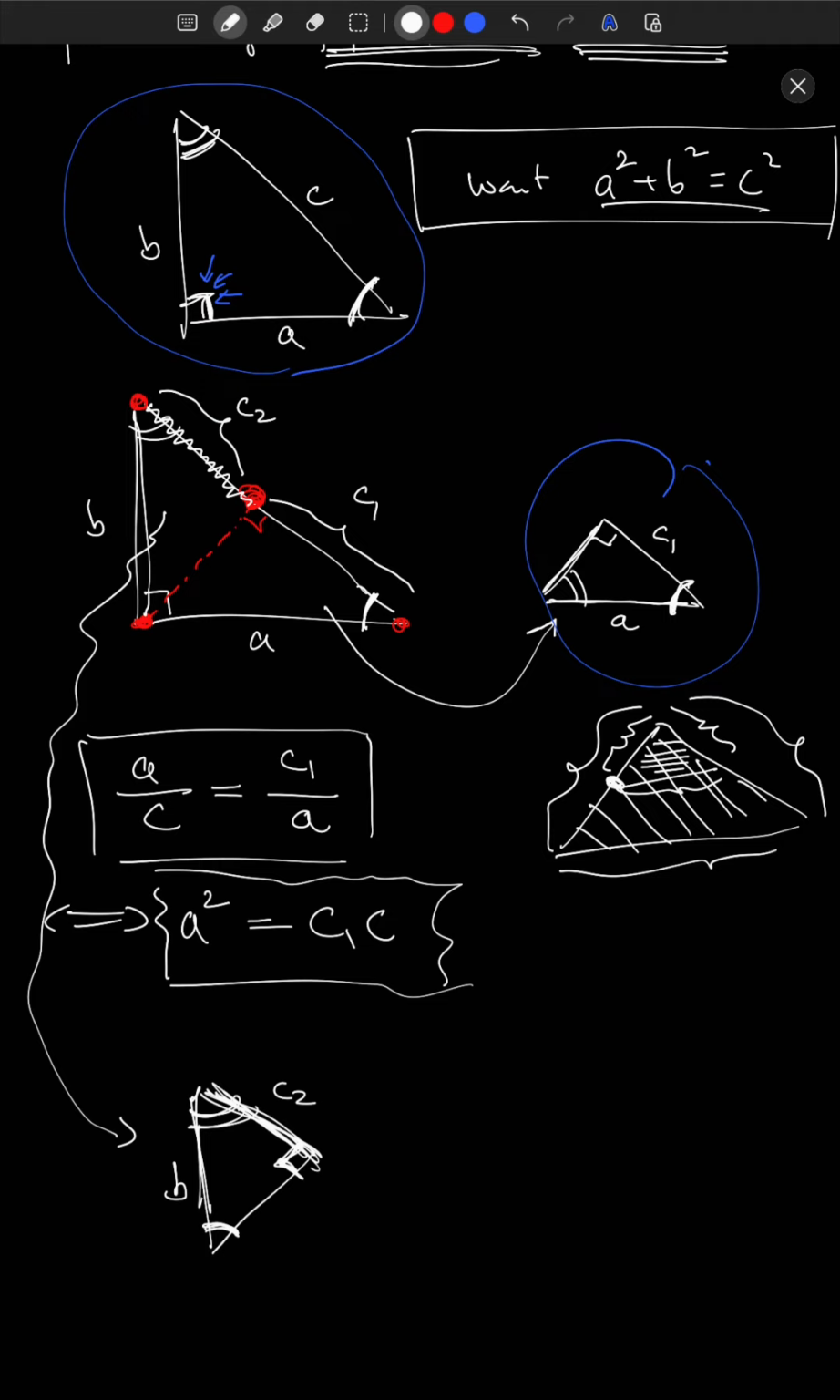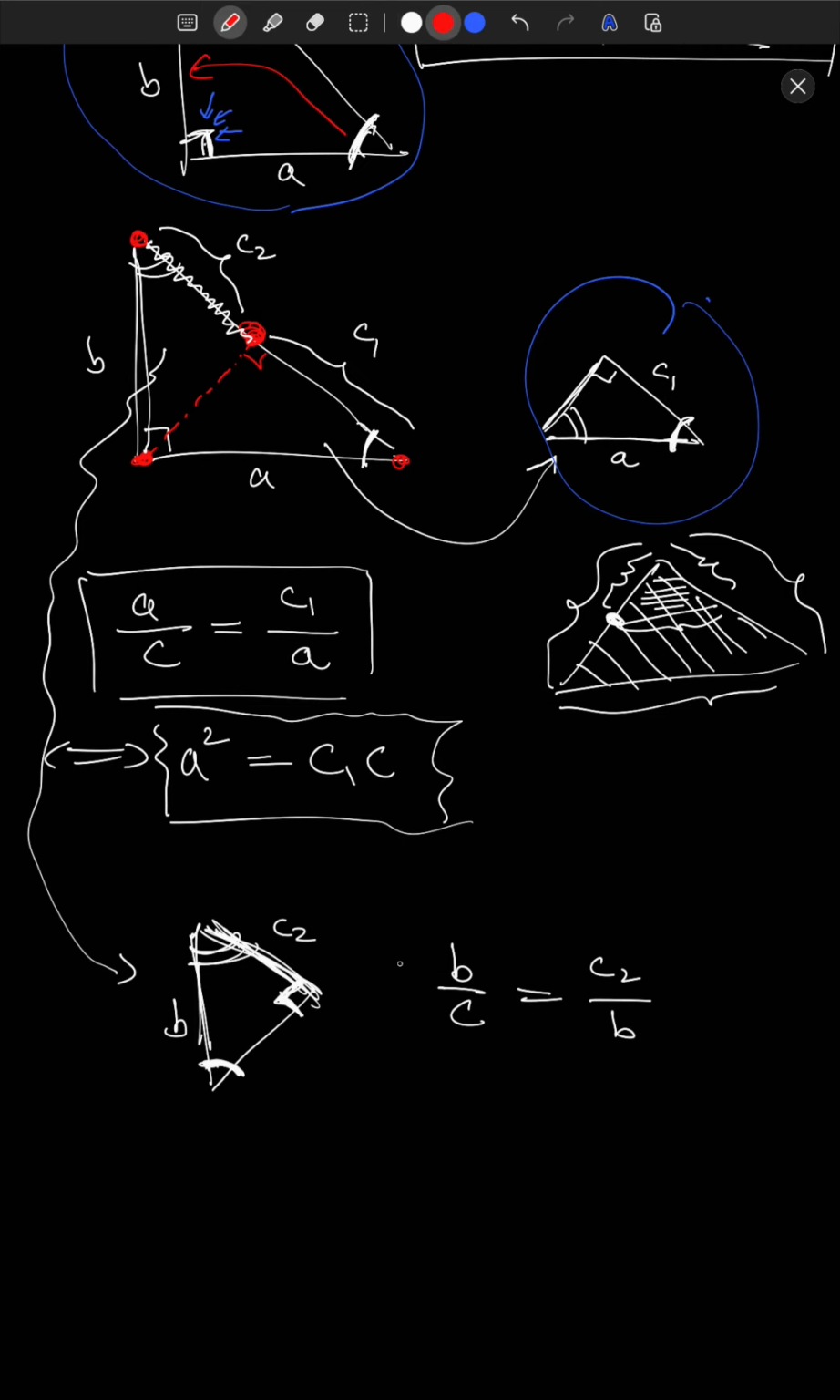And so again, we can compare. If we compare the hypotenuses, the small hypotenuse is B, because that's the one opposite the right angle. The big hypotenuse up here is, again, C. So B over C should be equal to, and let's compare the side opposite the single striped angle. That would be C2 for the small triangle. For the big triangle, the one opposite the single stripe is B. So we have B over C equal to C2 over B.